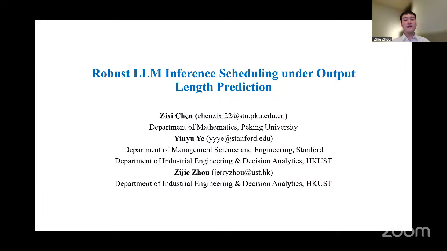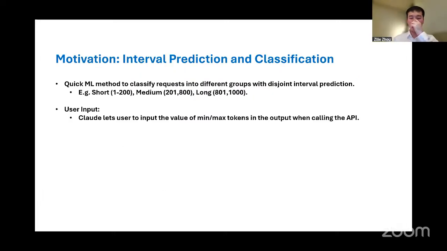Okay. So then the second work I would like to quickly introduce tries to relax the second assumption, which is to say, if we do not have the perfect output length prediction, then how can we do this scheduling? This is collaborated with an undergrad student, Zijie from Peking University, Department of Mathematics, and also with Professor Ying Yan. This is motivated by that in reality, although we do not know the value of OIs, we can definitely have some very simple machine learning predictions.